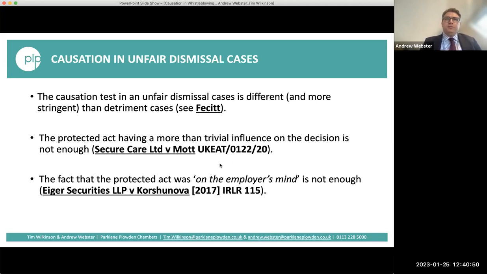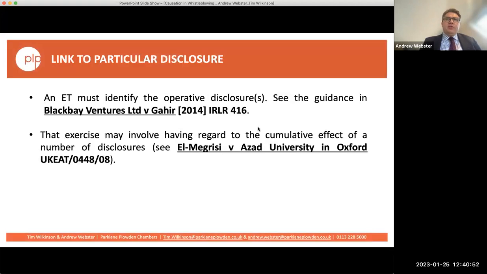In terms of the question of the link to a particular disclosure, I've included this because in my experience it is a practical issue which routinely comes up. A claimant will say, for example, I've made 10 disclosures and I was subjected to 20 detriments. What the claimant doesn't say is, well, which disclosures connect to which detriments? How should the ET approach that issue? How should we as practitioners analyse that issue?